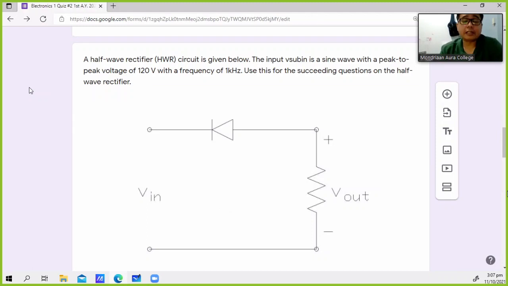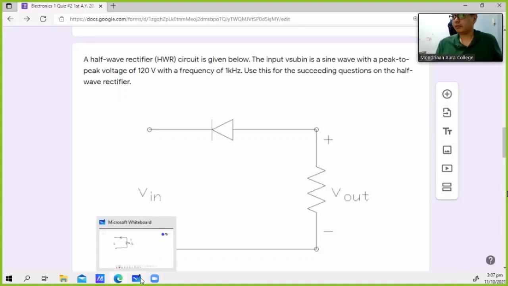Ayan, half-wave rectifier. Half-wave rectifier, ilang diodes na meron tayo? Isa lang. Sabi ko sa inyo, di ba? Pwede siyang mag-point to the left. If you really listen to my discussion, masasagot nito. Okay, so I will pull up the Microsoft Whiteboard. Hopefully, hindi siya mag-hang ngayon.